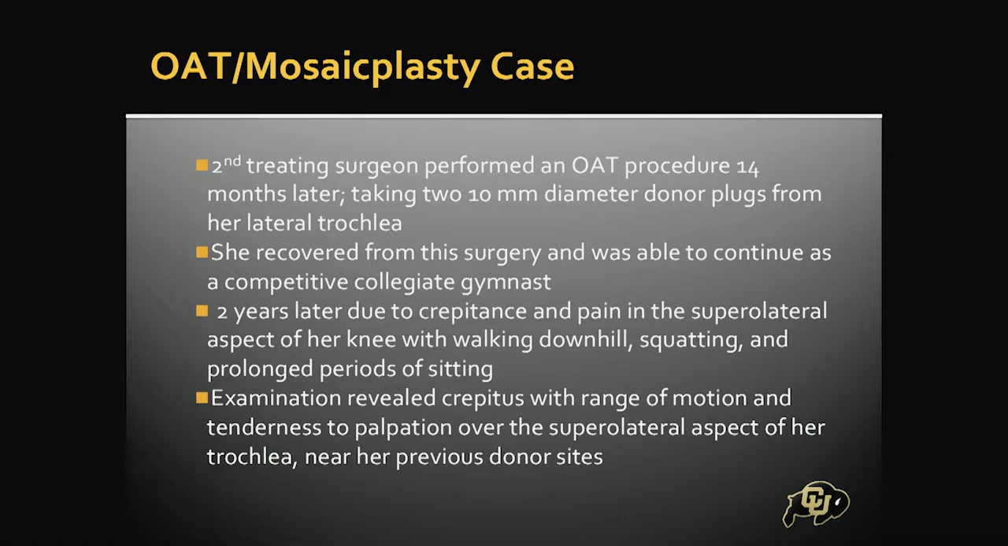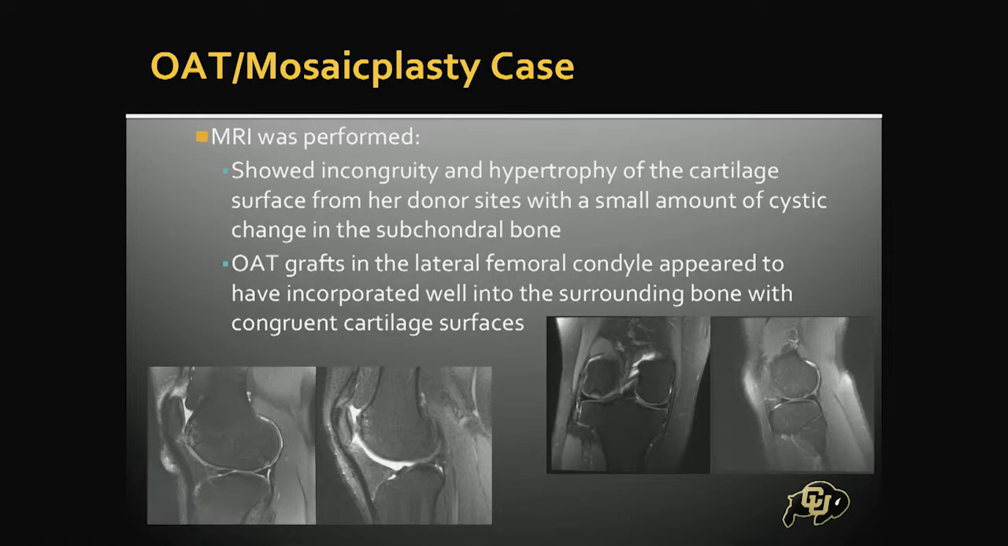But now she's 2 years out from graduating. She's working as a gymnastics coach, and she's having crepitance and pain over the supralateral aspect of her knee, especially with going downhill and sitting for long periods of time. Examination definitely corroborated that, and she was tender over the area where she had her prior donor sites from her OATS. An MRI was obtained, and it did show that the supralateral aspect where her donor sites came from had some incongruity and hypertrophy of that cartilage surface.